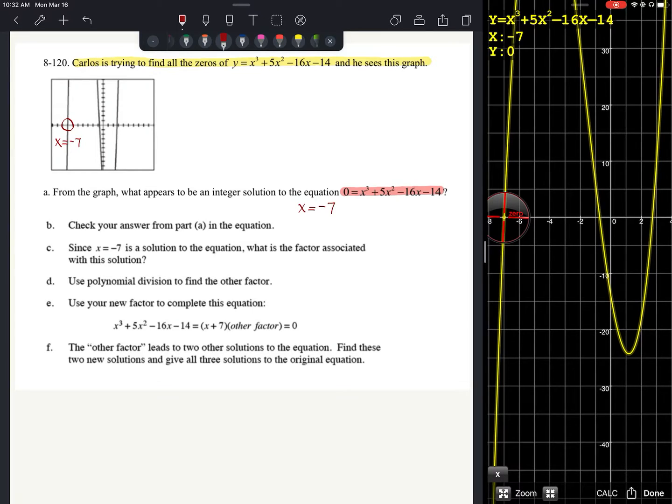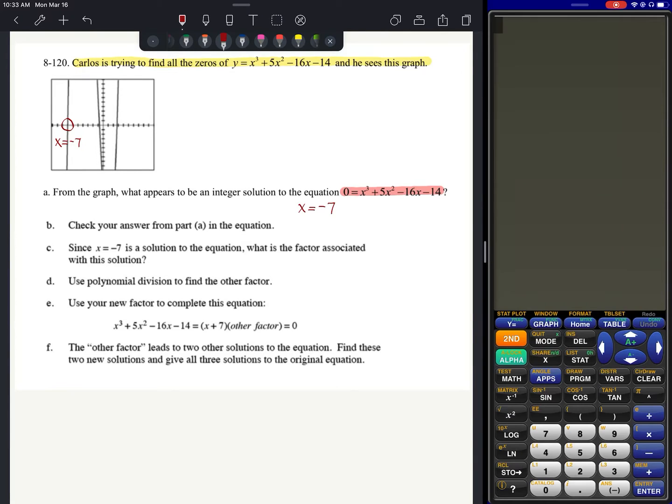It says check your answer. Well, we could just take it and plug it into the equation, right? And you can use your calculator for this if you want to. Let's just go here. I'm going to jump out of mine. And I'm going to say -7 to the third power. So we've got -7 to the third power plus. Whoops. Make sure you arrow out whatever one you're using.